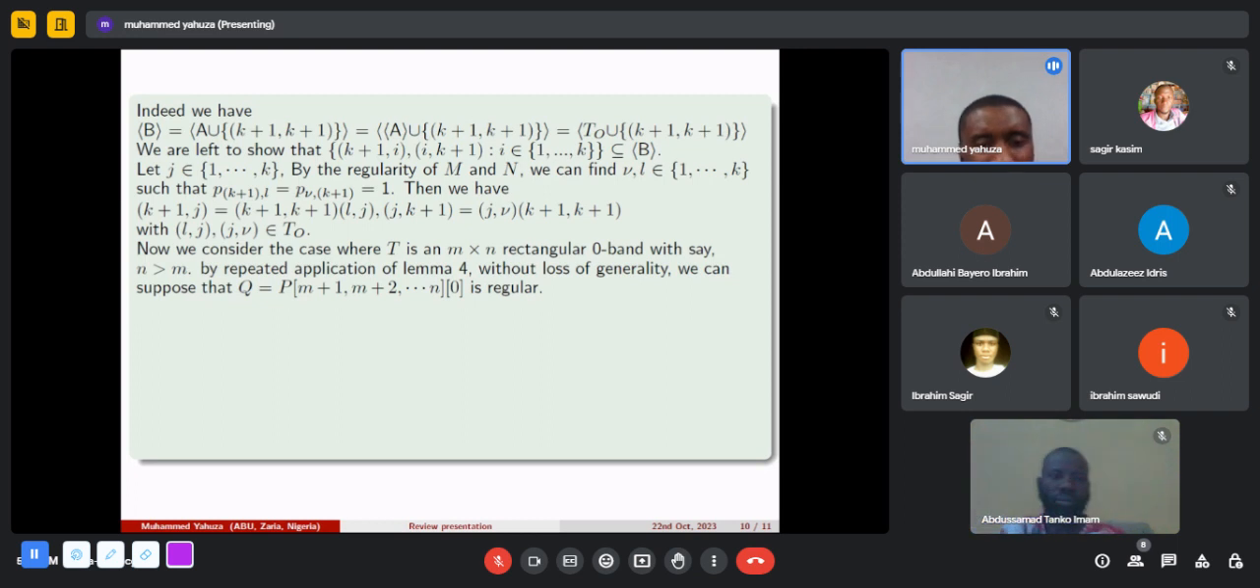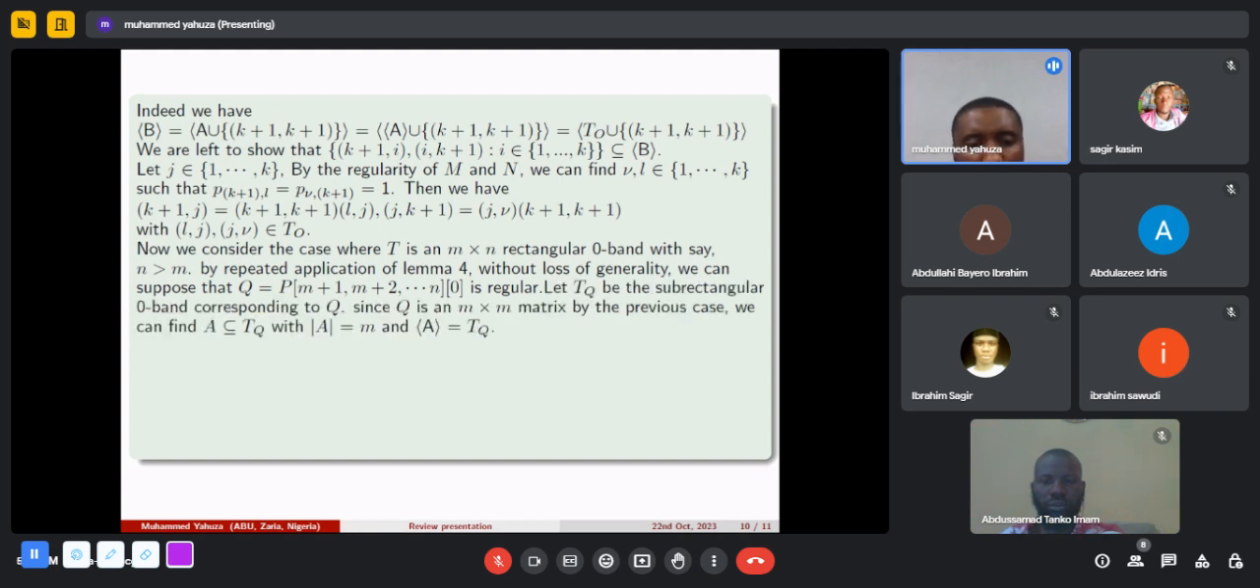Now we consider the case where T is an m by n rectangular zero band with, say, n greater than m. Remember in the first instance, we said let m be equal to n. So here we are taking n to be greater than m. Now by repeated application of lemma 4, without loss of generality, we can suppose that this Q, a sub-rectangular matrix of P with columns m plus 1, m plus 2 up to n deleted, is regular. That is, by deleting these columns, this sub-rectangular matrix will also be regular.